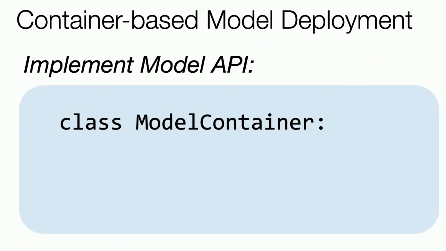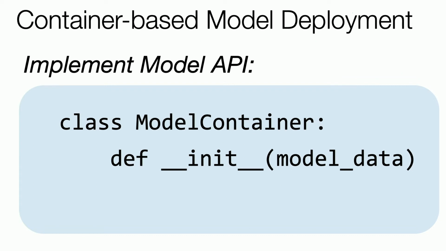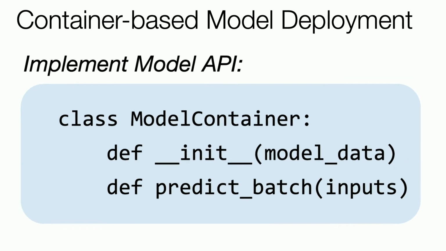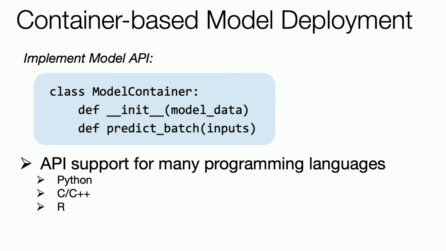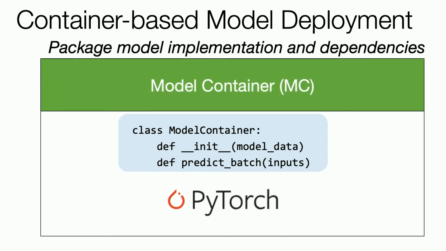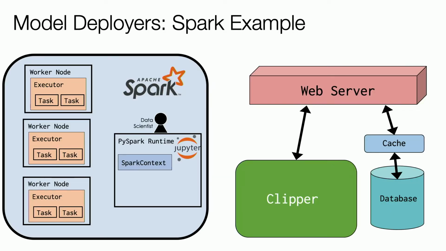What the data scientist needs to do is implement this model container API that takes some model data, initializes the model, and handles a batch of inputs at a time. We have API support for many different languages, including Python, C, C++, and R. On top of that, you package the dependencies, for example, the model implementation as well as any module dependencies, into a Docker container. However, there are many data scientists who do not have experience with Docker, and one of the goals behind Clipper is to make it easy for data scientists to deploy models.